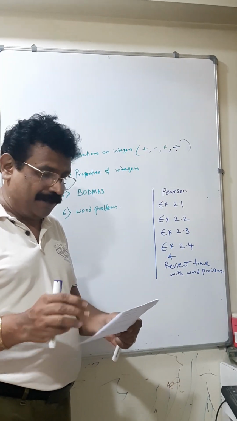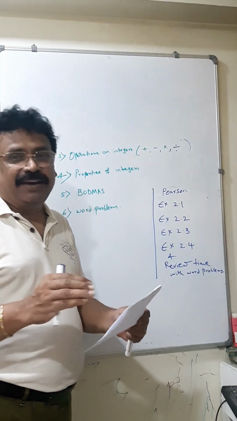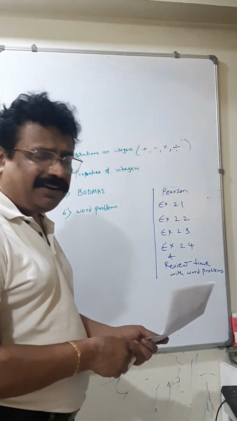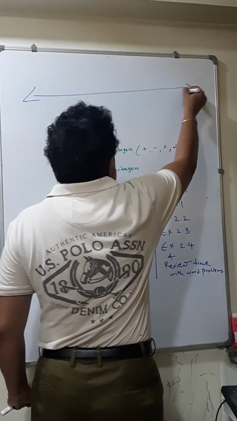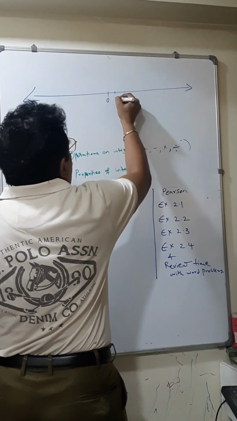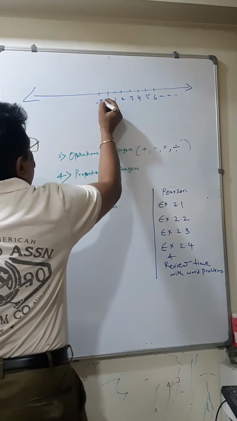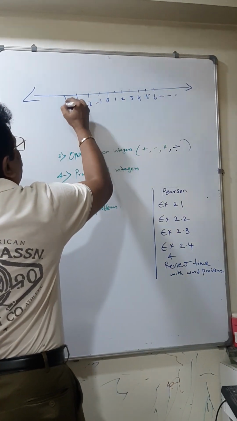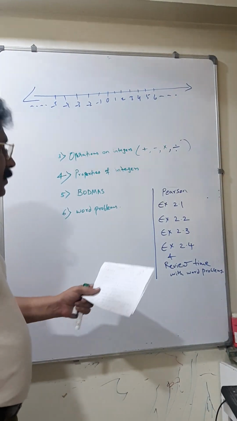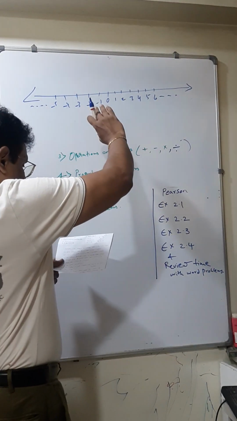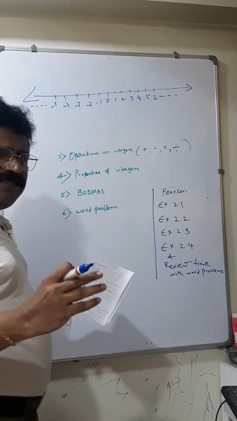I'll just explain. Point number one: every positive integer is greater than every negative integer. Naturally, a positive integer is always greater than a negative integer. Let me draw the number line. 0, 1, 2, 3, 4, 5, 6 and so on. Minus 1, minus 2, minus 3, minus 4, minus 5, and so on. So what does the property say? Every positive integer is always greater than every negative integer. So it is but natural.